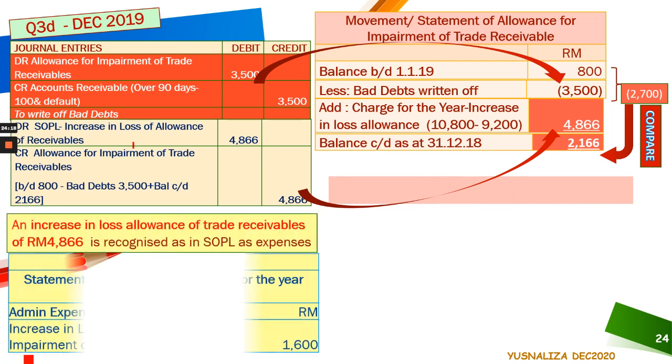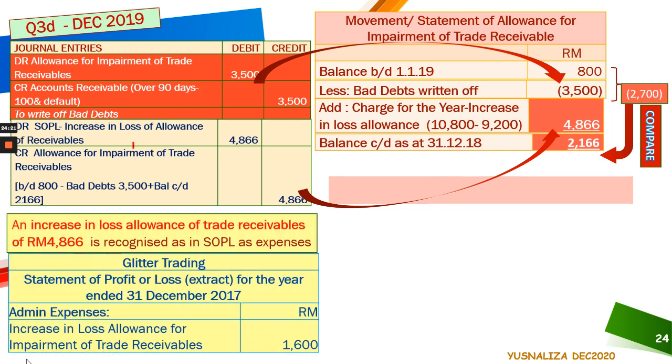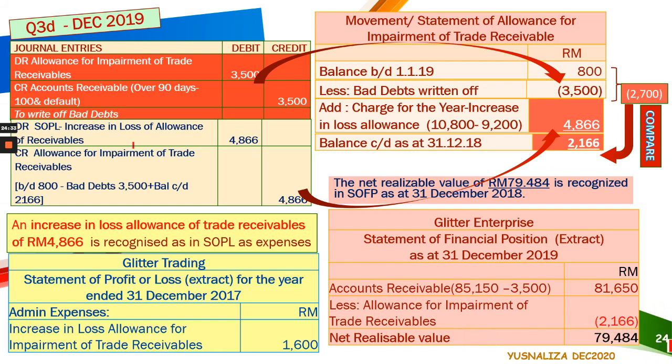So the disclosure there, the presentation. This is the presentation. This is the disclosure notes. And this is the net realizable value that we derived earlier. And minus 2166, this is from the loss allowance calculation through the table that we added in our previous slide, right? So with that, you have 79,484. That's the end of this discussion for the question.